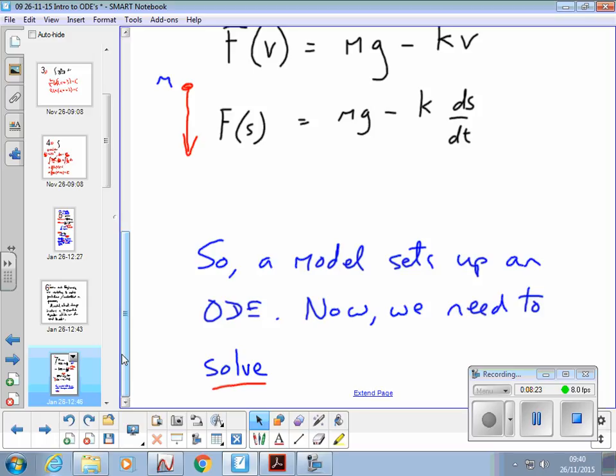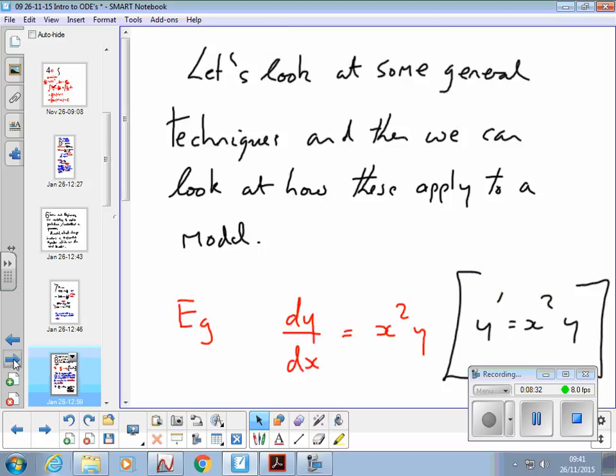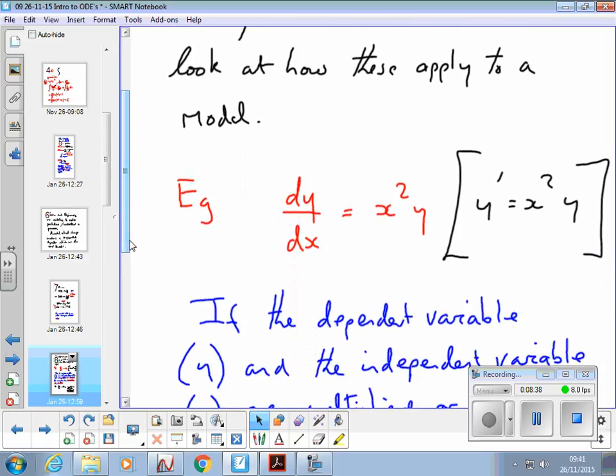And what we need to do is to look at some techniques for solving differential equations, and then we can come back and have a look at a few models and apply it. So let's look at some general techniques. For example, let's consider something like this: dy by dx equals x squared y. This is telling me what the dependent and the independent variables are, dy by dx. So if we've got a differential, y is the dependent variable and x is the independent. So I know straight away what they are.